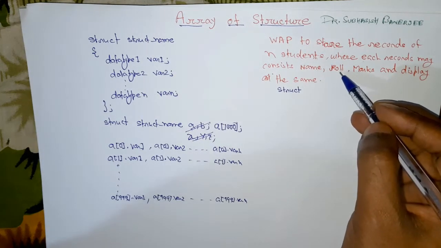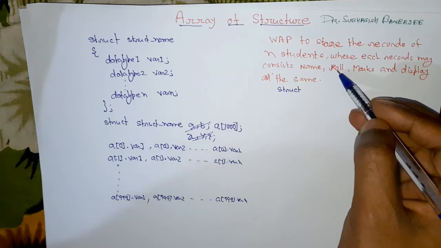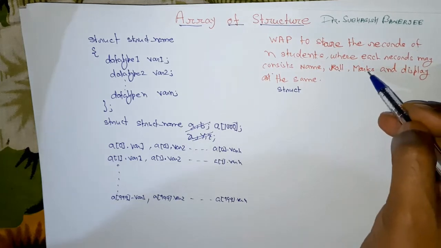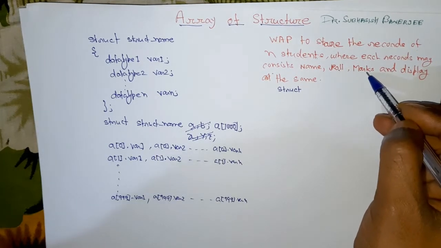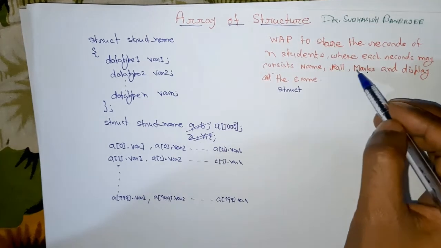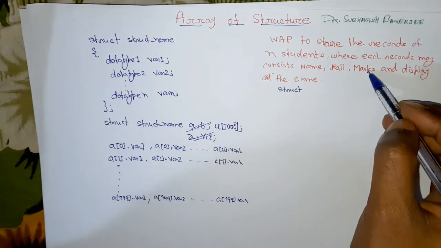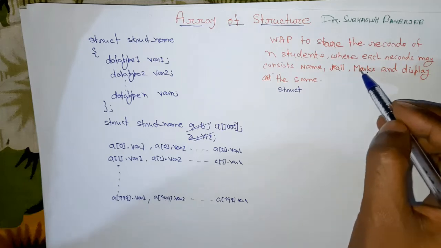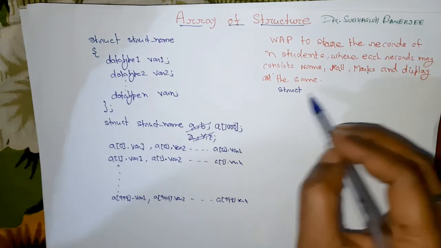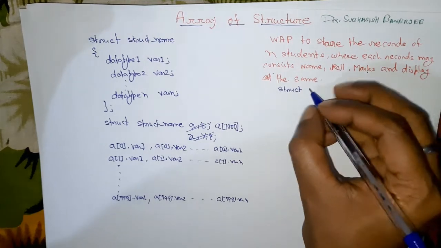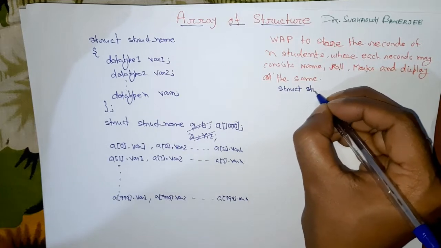Roll, let's have, it will be treated as a serial number, so let it be an integer. And for the marks, let's have it be floating type. So here are three different values that we are going to store against each and every student, and all three data types are different, so we will have to use the struct. So struct, let's have the name of the structure be student itself.